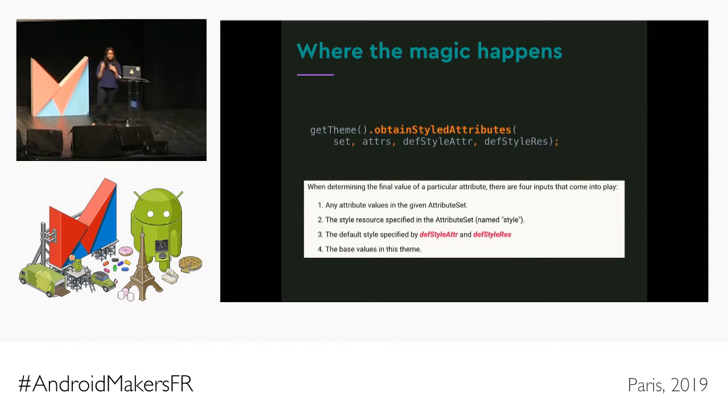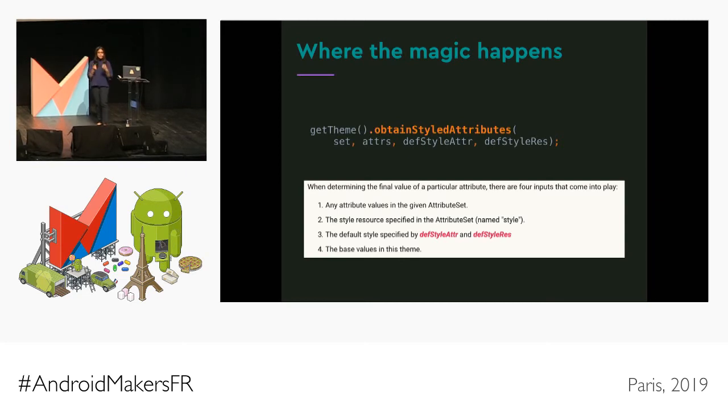It takes in the attributes that you apply at the view level, which is the first parameter. The second one is the attributes that it supports. The third one is a default style attribute, which in our case is R.attr.cardViewStyle. And the last one is the default style res, which in our case is R.style.roundCardViewStyle. And it knows the theme level attributes because it's been called on the theme.